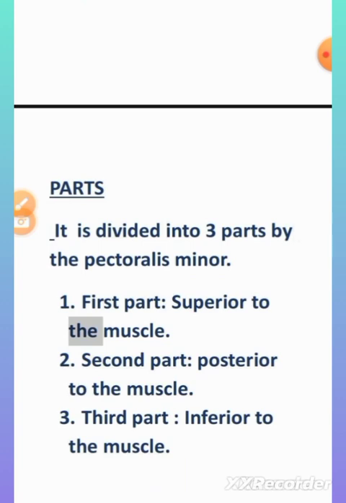Divided into three parts by the pectoralis minor. You've got the axillary artery from below the outer border of the first rib. It will now be split into what parts? These parts are given rise to by the pectoralis minor. The first part is superior to the muscle, that's the pectoralis minor muscle, the upper position of the pectoralis minor muscle.